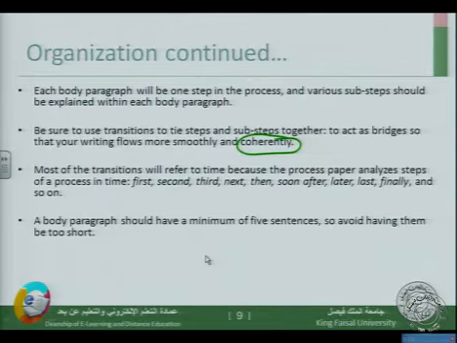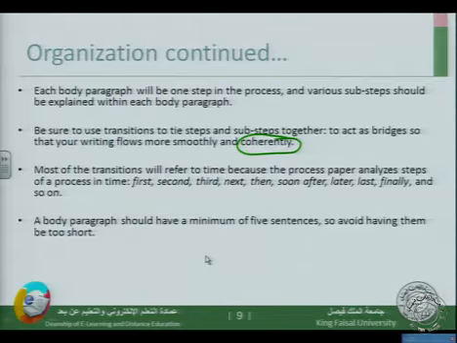Okay, so these are what we call transitions, or chronological order. First, second, third, fourth, and that's it. Most of the transitions will refer to time because the process paper analyzes the steps of a process in time.